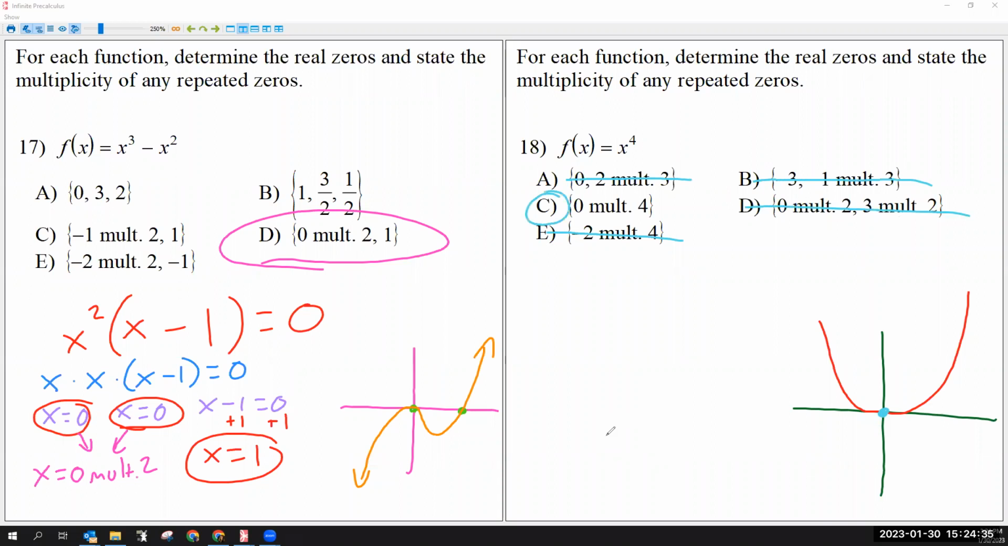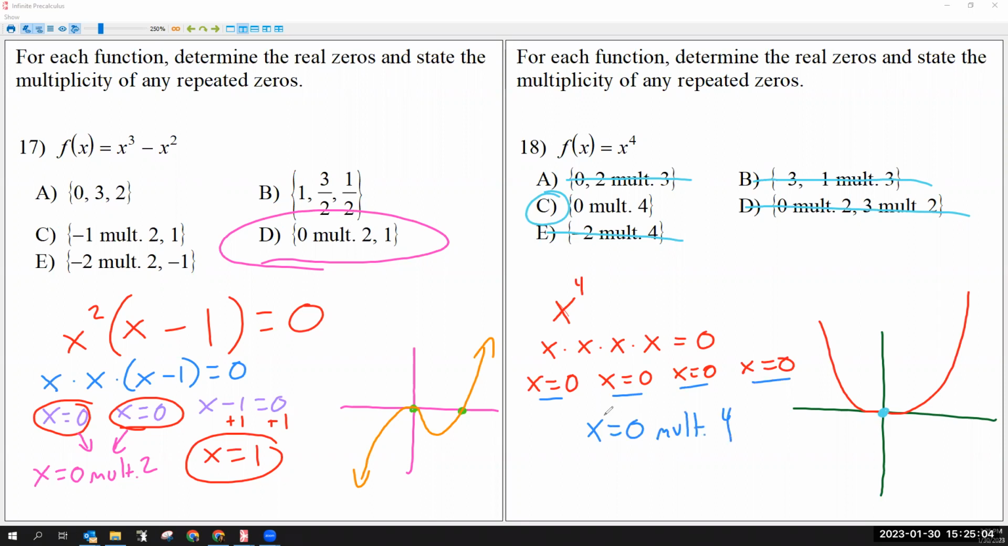But what's the other way I could have done this? Well, if I factor it, I think, okay, I have x to the 4th, which is the same thing as x times x times x times x. So each one equals 0. And I see, oh, well, I have x equals 0, and it occurred 1, 2, 3, 4 times. So multiplicity 4. And there you go.